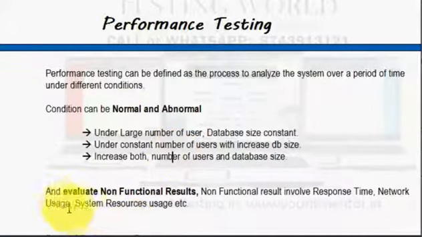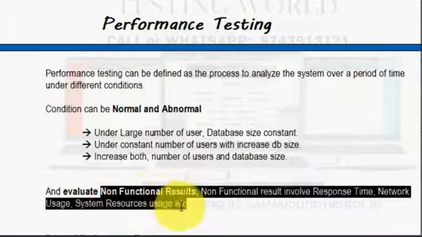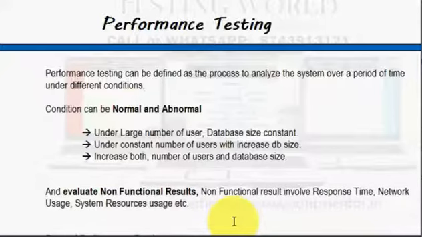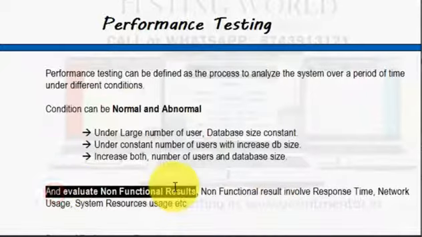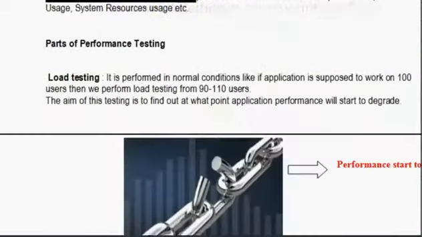In performance testing, we mainly consider evaluating non-functional results. Non-functional results involve response time, network usage, system resource usage, and a few other factors. So the aim of performance testing is not to check the functional criteria, because only once the functional testing is done do we go for performance testing. The aim is to check non-functional factors.